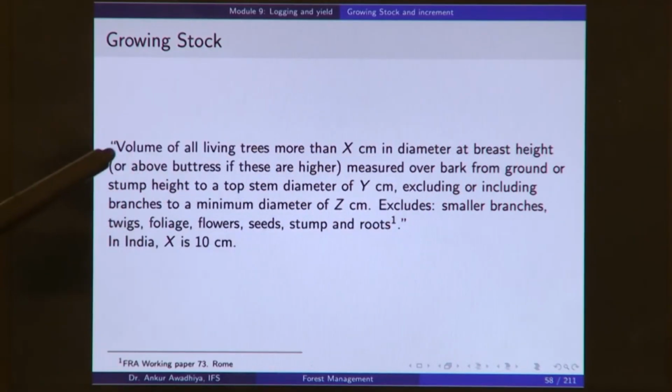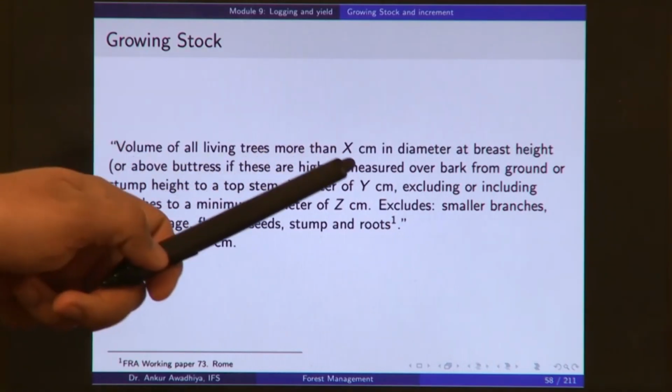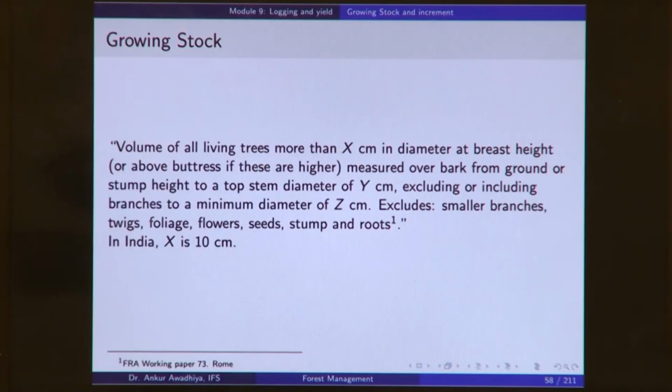at the breast height or above buttress if these are higher, measured over bark. So, the measurements of the diameter are being done over bark, because just to measure the growing stock, we are not going to remove the bark and do the measurements. So, the diameters are taken over the bark from the ground or stump height. So, in different countries the measurements are either done from the ground or they are done from the stump height. Now, in this case we are measuring it from the stump height, we are not measuring it from the breast height. Now, what is stump height?